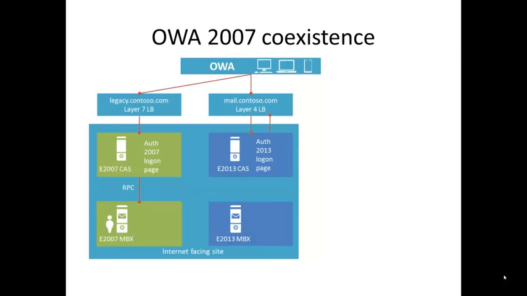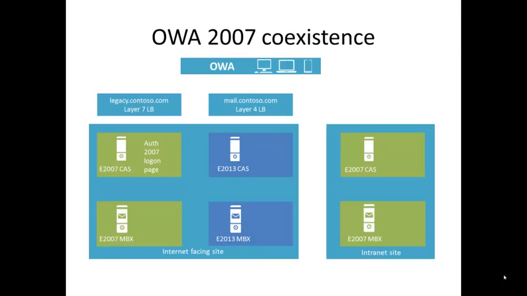Then the request will be sent to the Exchange 2007 mailbox server using RPC. So you have a two-way authentication page, or you have to authenticate twice. If you are using TMG, there's a way to work around it.